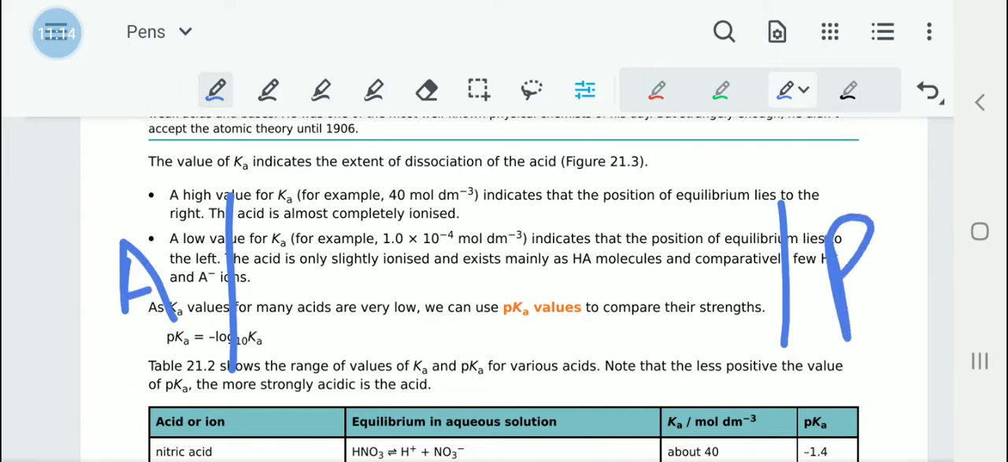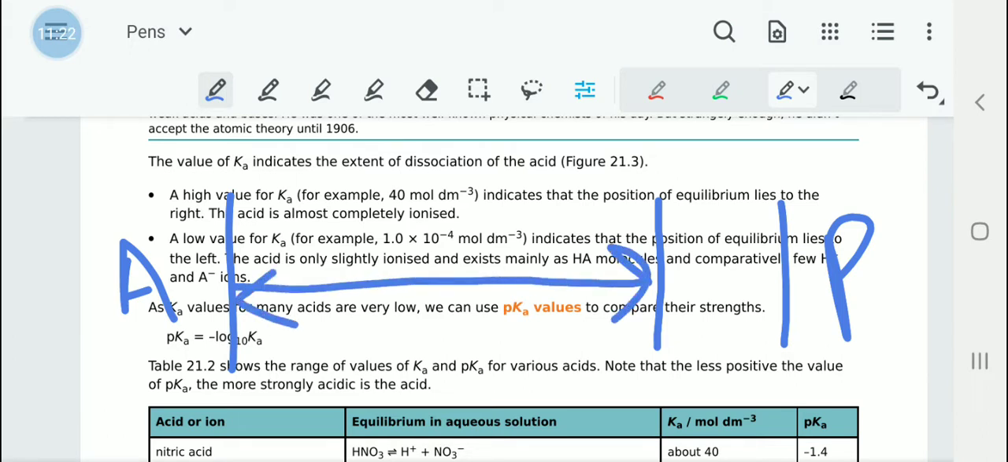So what happens is, if there is a high value for Ka, then the equilibrium lies at the right, means all of this would have dissociated. So more acids have dissociated if the Ka value is high. Then we say that the equilibrium position is more to the right. So it is almost completely ionized.